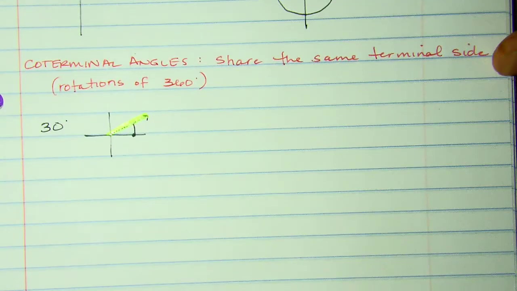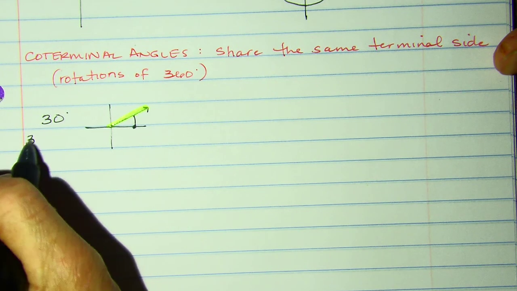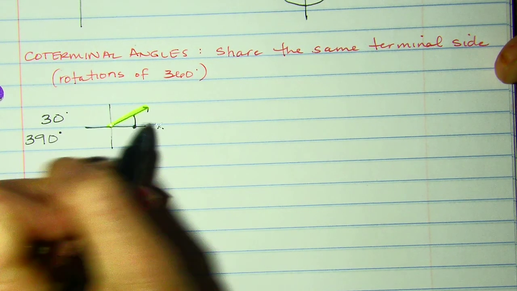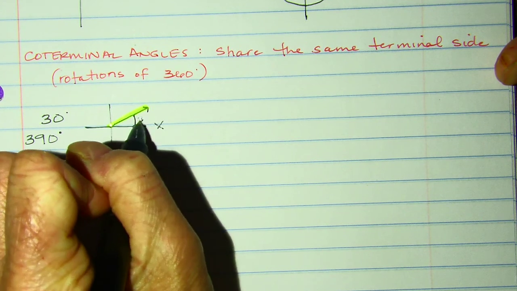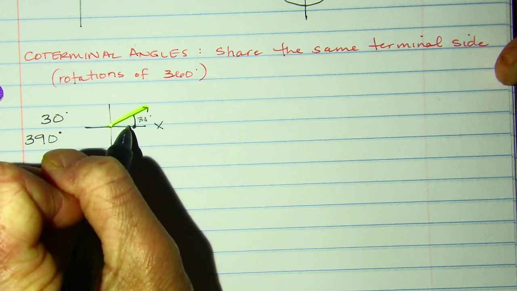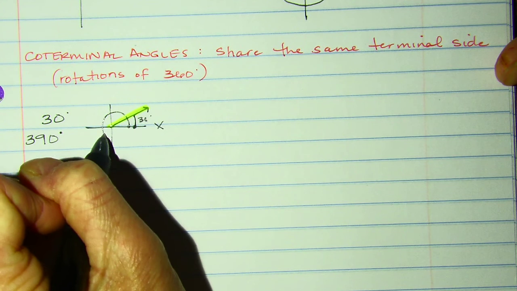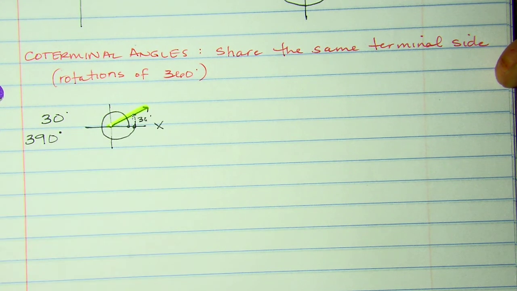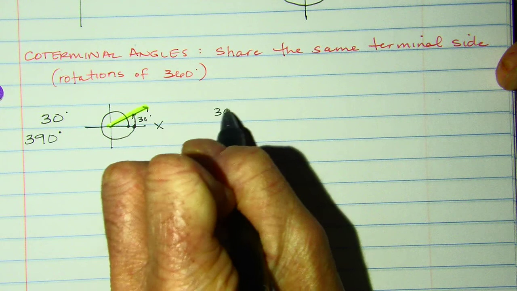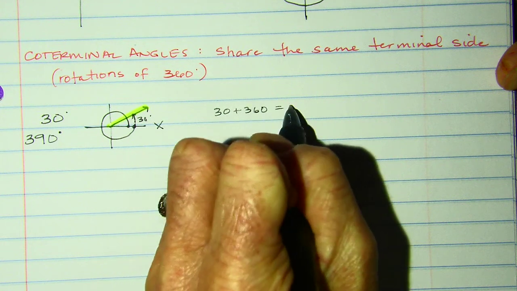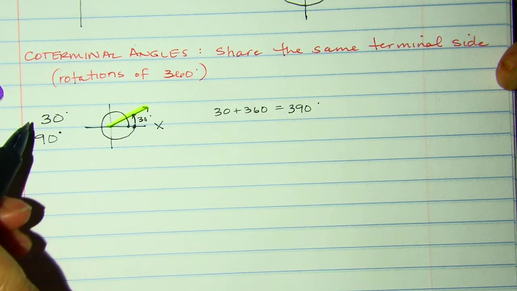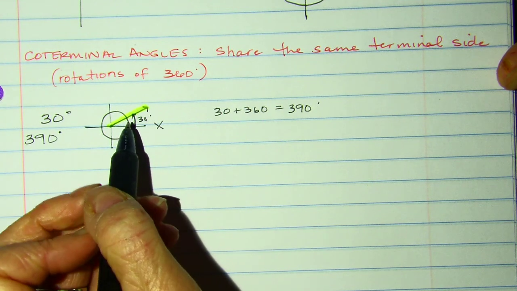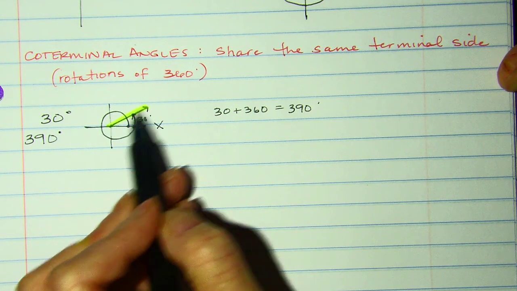Now, 30 degrees and 390 degrees share the same terminal side, and I'll demonstrate that. So here is 30, but for 390, starting in the same place, there would be 360. 360 plus another 30 degrees is 390. So 30 plus 360 equals 390. So the angles of 30 and 390 share the same terminal side. They both have this side here.